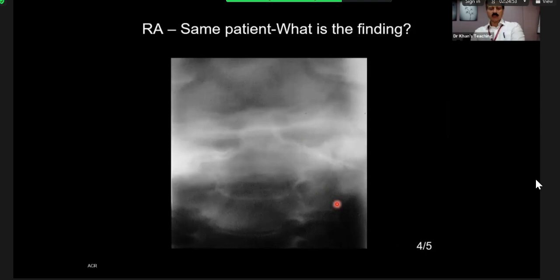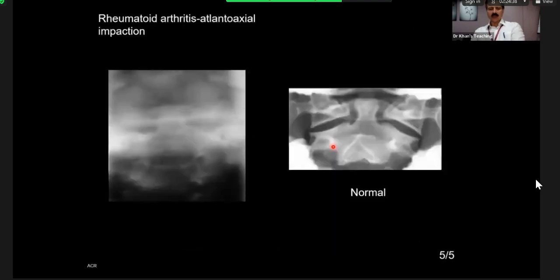This is the tomogram. Of course, your generation does not see tomograms, which are obsolete now. But having said that, just to make a point: if you see that this is the dens and this is the lateral mass of C2, where is the lateral mass of C1? There is no lateral mass of C1, and this is what happens. So if you see here, normal anatomy is this one, where this is the dens, this is the lateral mass of C2, this is the lateral mass of C1. And in rheumatoid arthritis, just like there can be erosions of the dens, there can be erosions of this lateral mass.